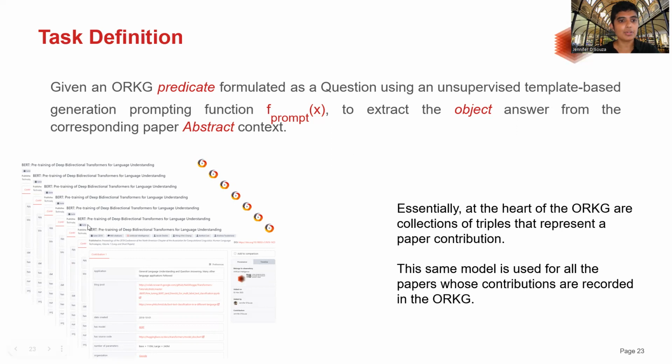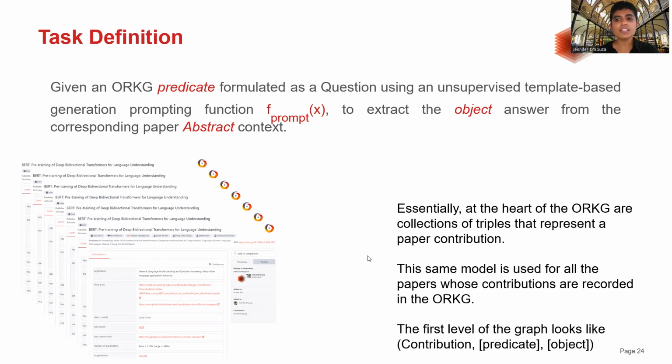Here we see an example. This is a paper and its contribution with its structured statements. The first level of the graph looks like contribution, predicate, object. And one paper's contribution has multiple statements to describe it in a wholesome manner.